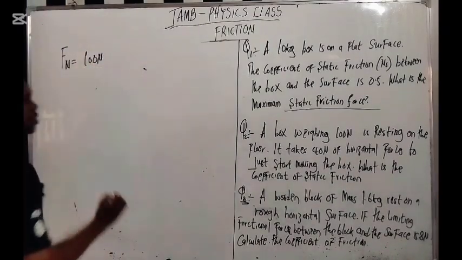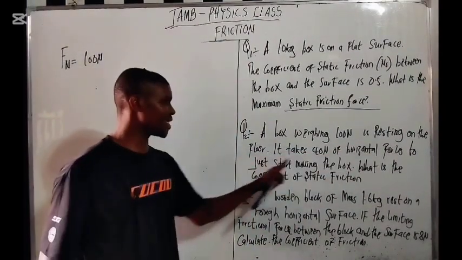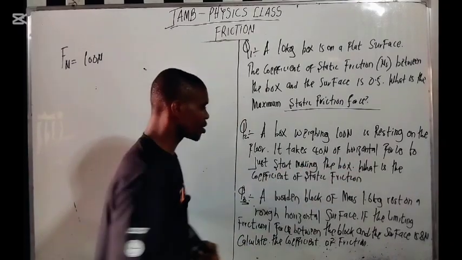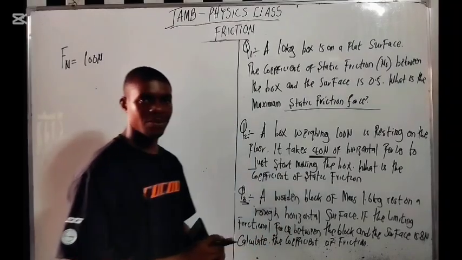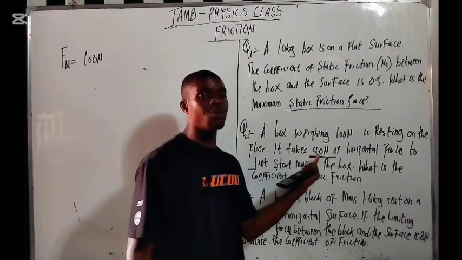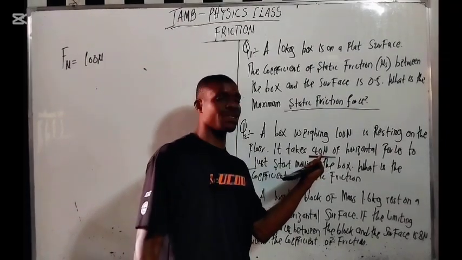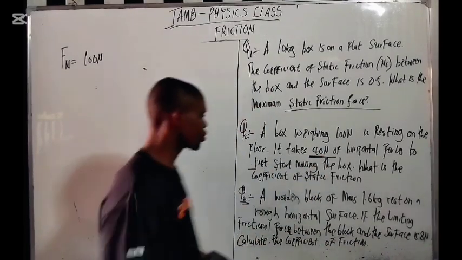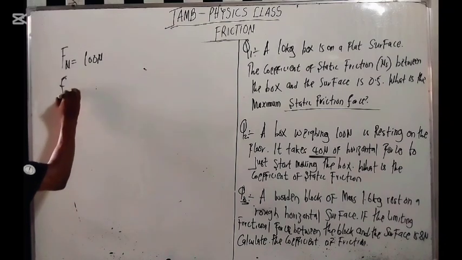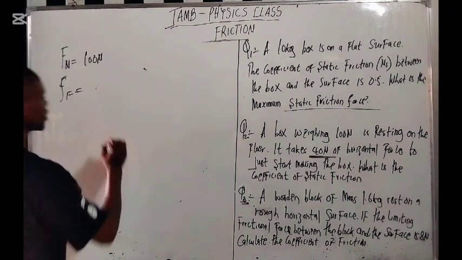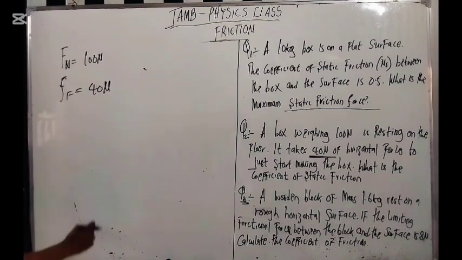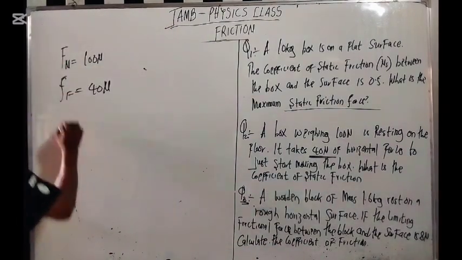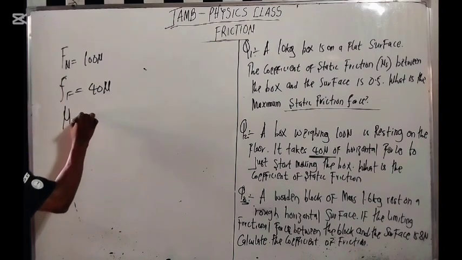100 Newton, resting on the floor, it takes 40 Newton of the horizontal force to just move it. This is the frictional force right there, because for the bus to move, it has to overcome this one here. So this force is the frictional force right there. Frictional force is 40 Newton. So when I say to calculate, what is the coefficient of static friction?